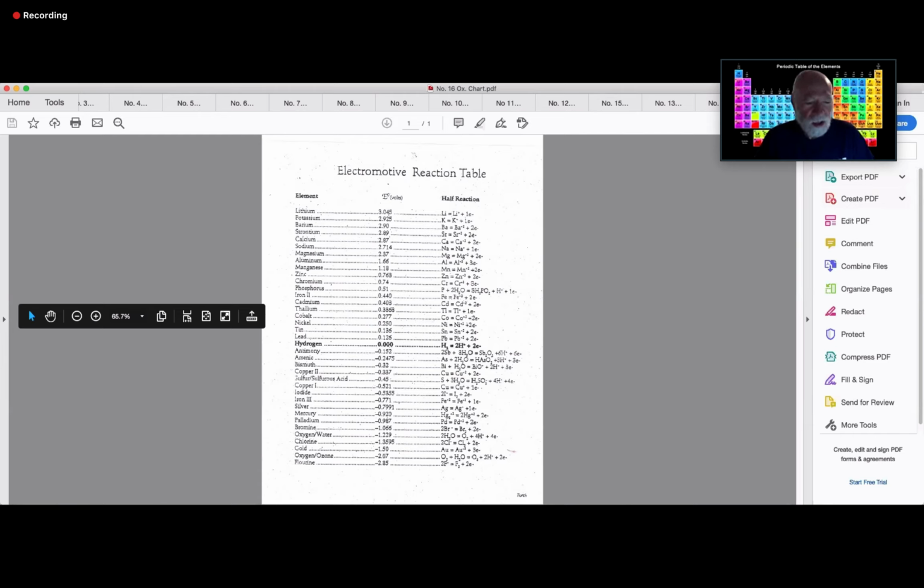Those numbers are going to be useful to us later because they tell you the tendency of the half reaction to take place. Now, look in the middle where they mention they have hydrogen. You notice that zero? It's deceiving. That doesn't mean hydrogen doesn't take place. This is a relative scale. Matter of fact, hydrogen is more likely to take place than any ones below it.